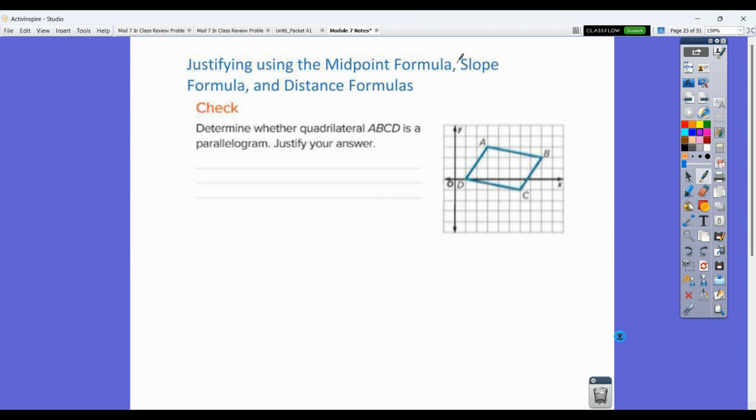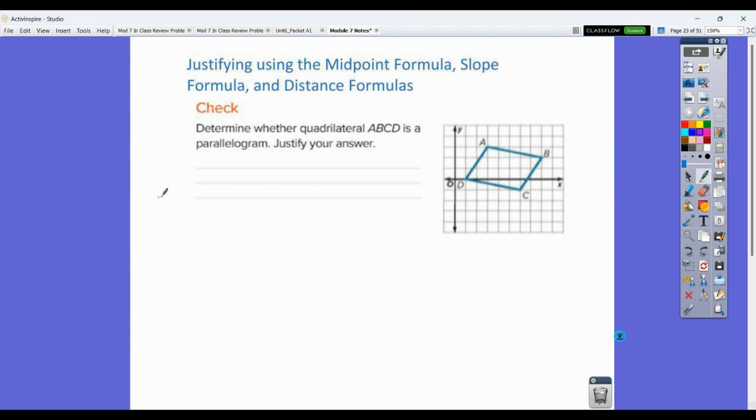So if I was going to justify this with midpoint formula, you're not doing the midpoints of the sides, you're doing the midpoints of the diagonals because your goal is to prove that the midpoint of AC and the midpoint of DB intersect at the same place so that you have those congruent. So that's what you are trying to prove in this case.